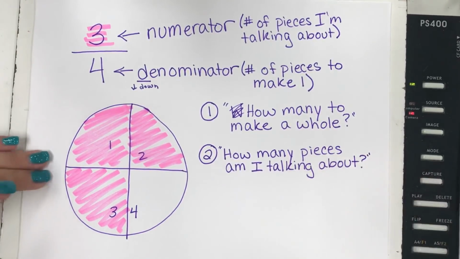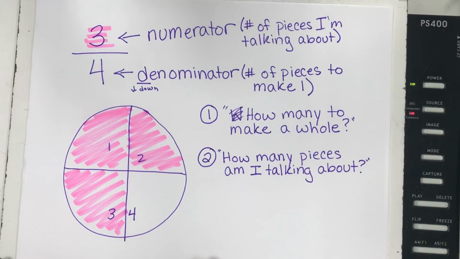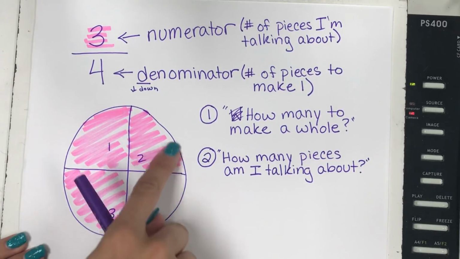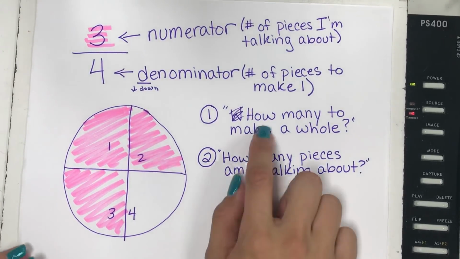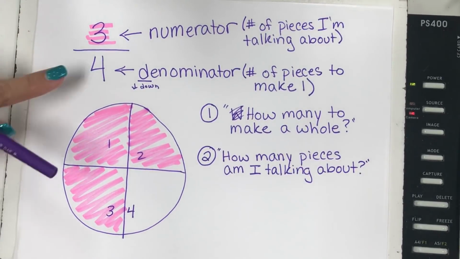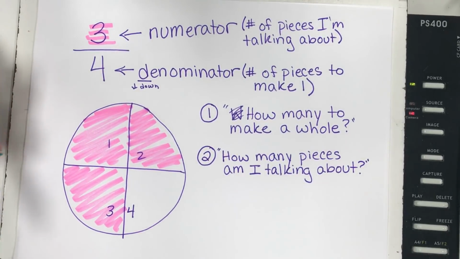If you ask yourself those questions in that order, it will really help you here in the next lesson that we're about to do, because sometimes you may be talking about more than just having 4 pieces. That you may have 5 or 6 pieces, but it still only takes 4 to make one. So I want you to think first, how many to make a whole, and that's your denominator. Remember, that is your bottom number. And then how many pieces are you talking about?